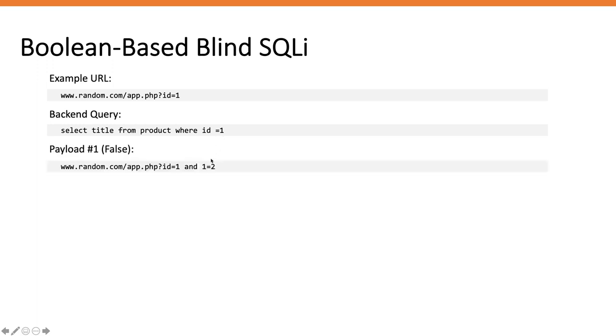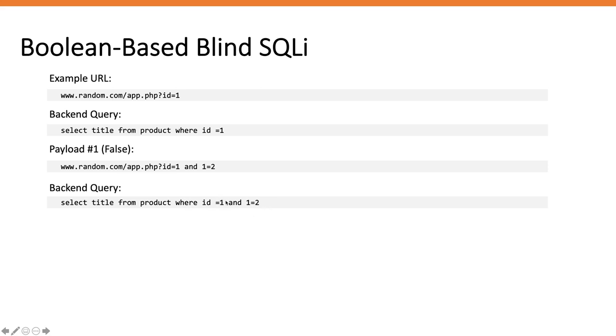Now, if we want to force a false payload, we could use a conditional statement: and 1 is equal to 2. So the backend query would be select the title from the product table where ID is equal to 1 and 1 is equal to 2. Now we said ID is equal to 1 is a valid ID, and so this will evaluate to true, and 1 is equal to 2 will evaluate to false because 1 will never be equal to 2. And because you're using the AND operator, they both have to be true in order for the entire where clause to evaluate to true.